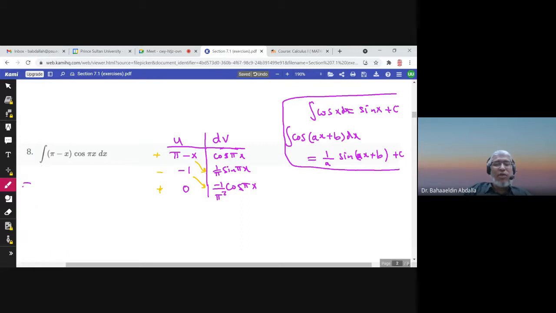So this integral would be equal to pi minus x times this, so I write it over pi times sine pi x. Then minus, there is a minus here. Minus times minus is a plus. Then times this minus is minus. So minus 1 over pi squared cosine pi x plus c. This would be the answer of this integral.